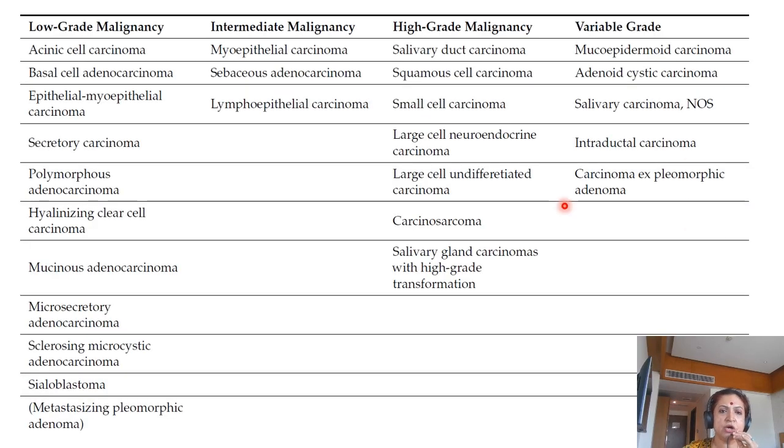Now grading. Basically, for the grading of salivary gland tumors, when you make a diagnosis of a specific carcinoma, that itself carries a grade attached to it. For example, acinic cell carcinomas are generally considered to be low grade. Your polymorphous adenocarcinoma, secretory, basal cell, hyalinizing clear cell: so there are a whole lot of carcinomas inherently known to be low grade.